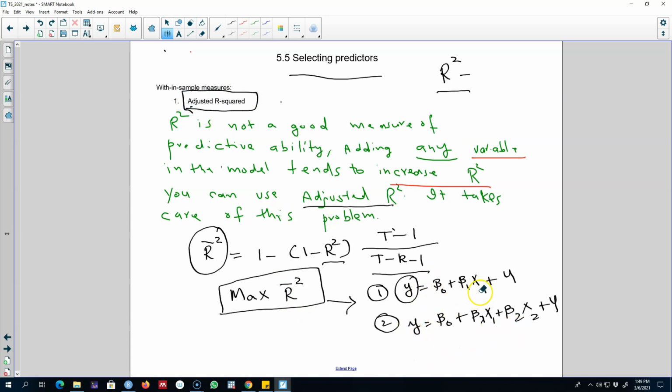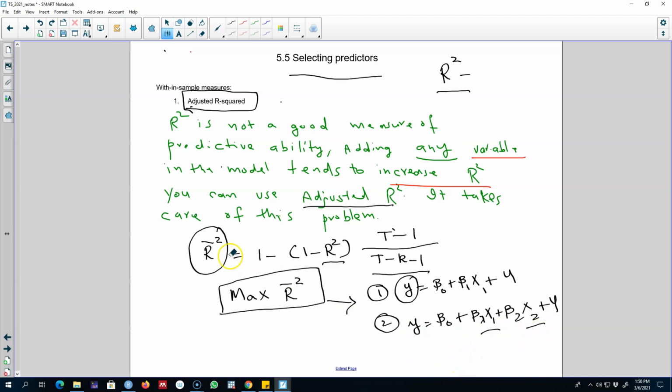So if model 1 gives us a maximum adjusted R squared, it means x1 alone is a good predictor of yt. On the other hand, if adjusted R squared is higher for the second model, it will show us that in addition to x1, x2 is also adding to the predictability of yt, and it's improving the accuracy of our model. Hence we should be including x2 in the model as well.